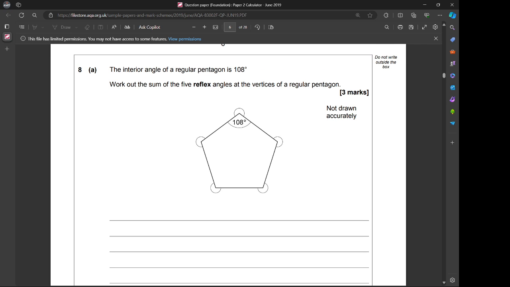Question number 8A. The interior angle of a regular pentagon is 108. Work out the sum of the 5 reflex angles at the vertices of the regular polygon. And it's a 3-mark question.